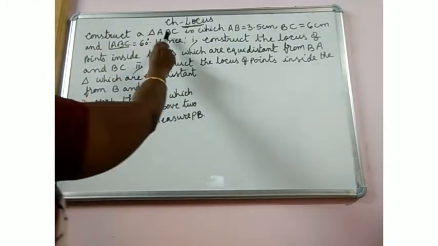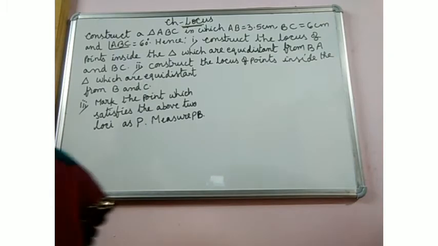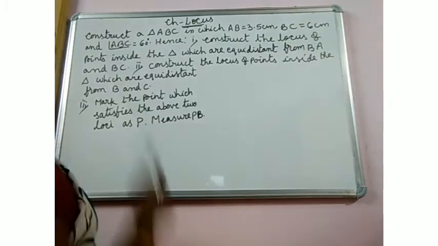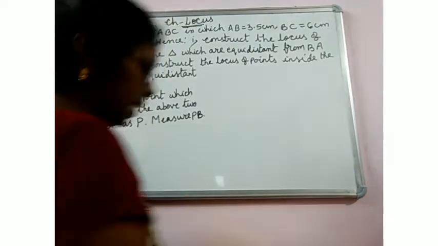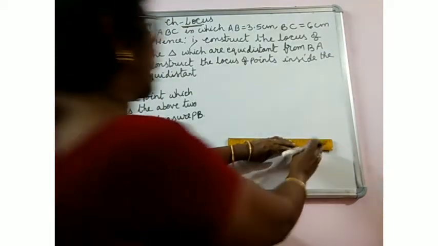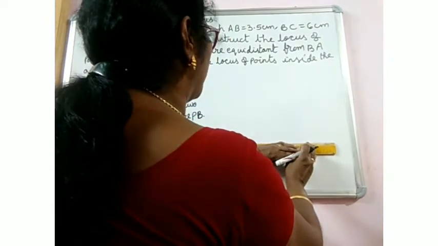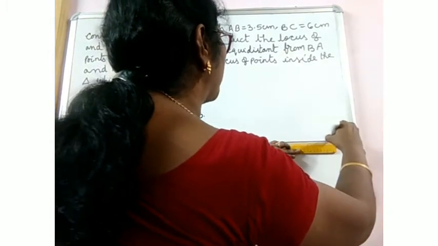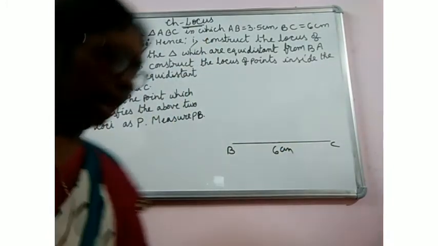First, construct a triangle ABC in which AB is given, BC is given, angle ABC is given. If we take BC as base, it will be easy for us. Angle ABC 60 degree can be taken. So BC 6 cm. I cannot do with actual measurements, but I can give you a rough idea. Let us take this as BC. This is 6 cm, just roughly I am doing.